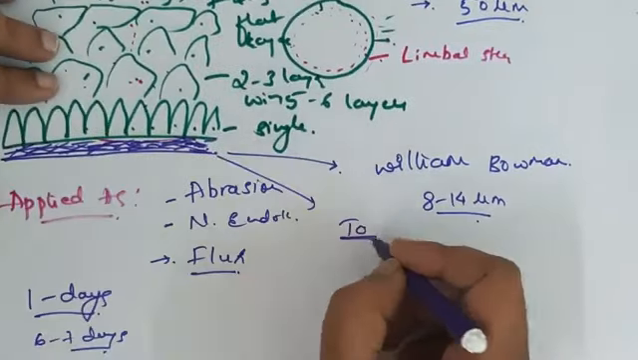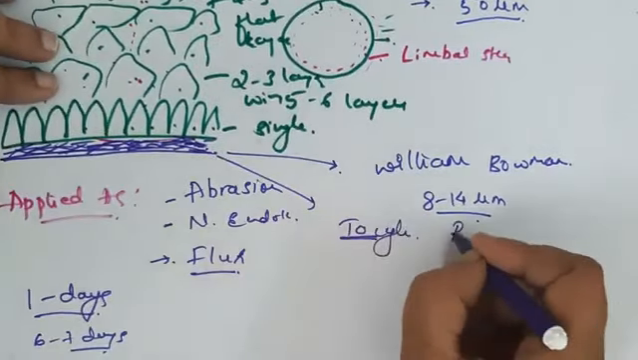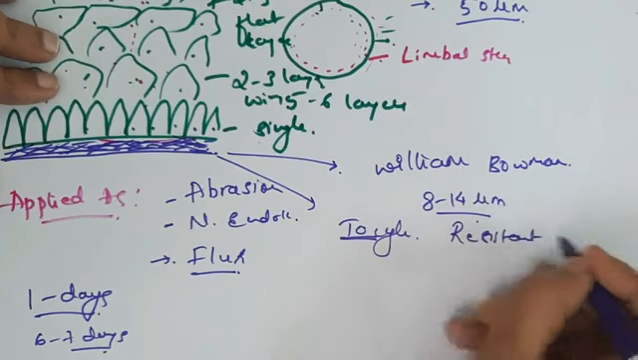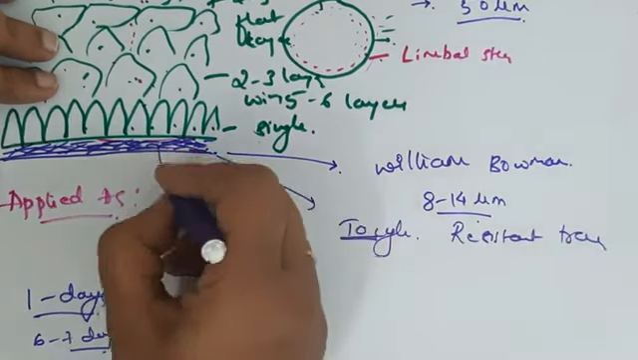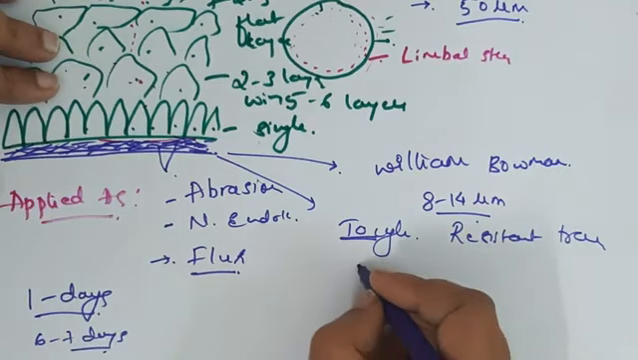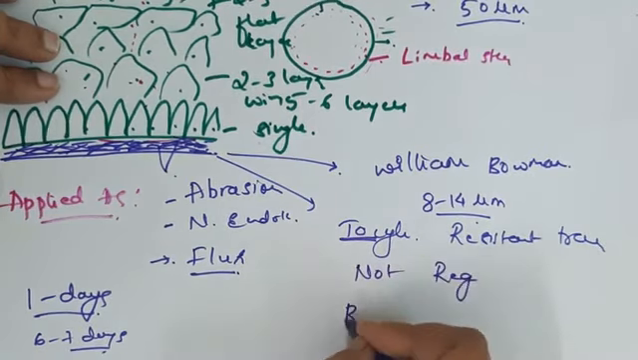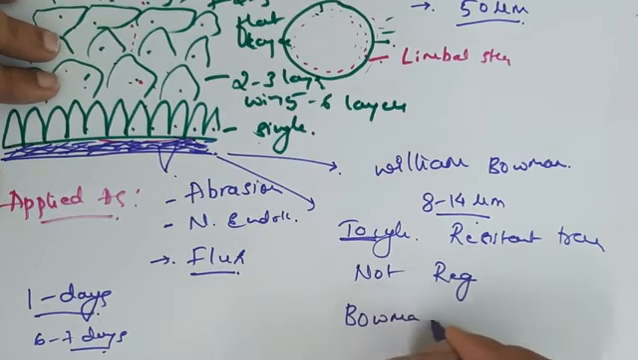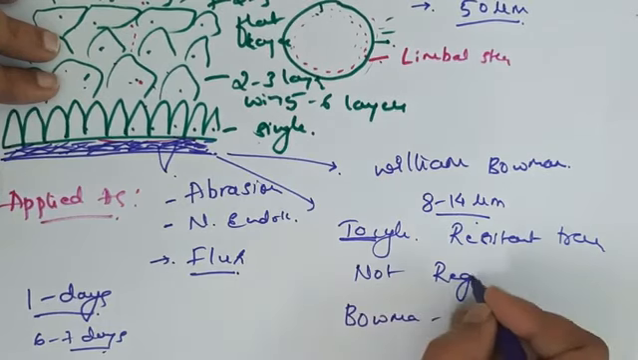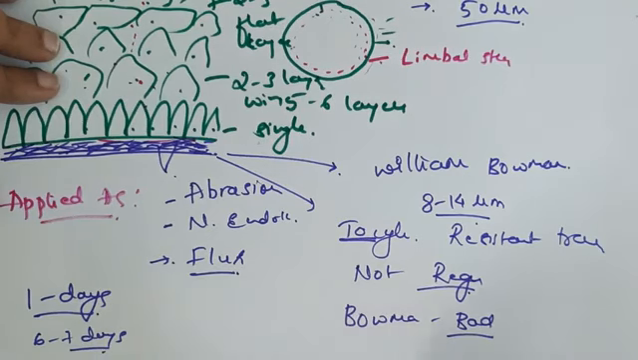It has compactly arranged collagen fibers. So this is also a very tough layer and it is resistant to trauma to some extent. But once there is a breach in the Bowman's membrane, it will not regenerate. So remember the Bowman's membrane, B for bad. Bowman's membrane will not regenerate, and hence it will leave behind a scar.